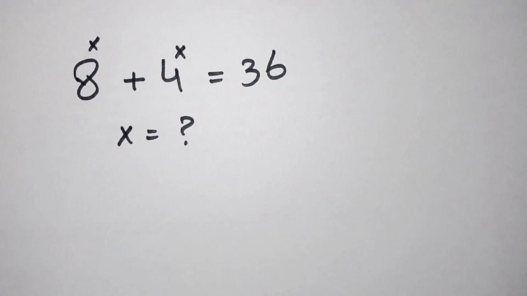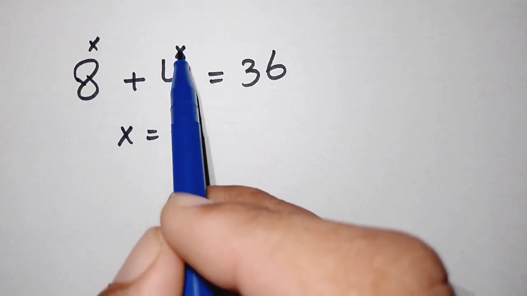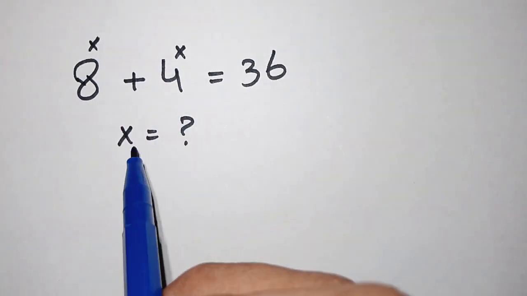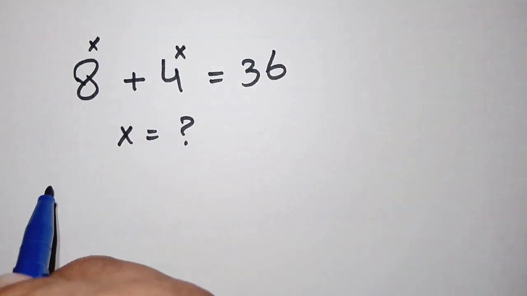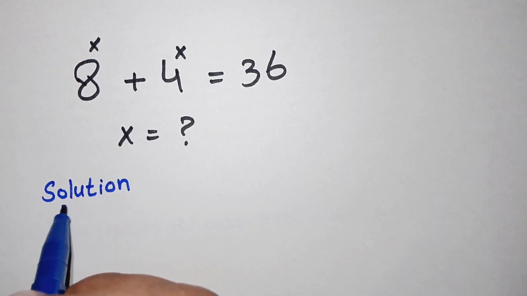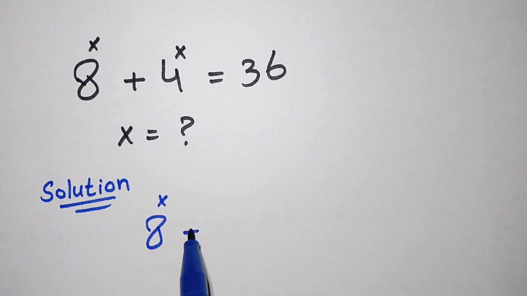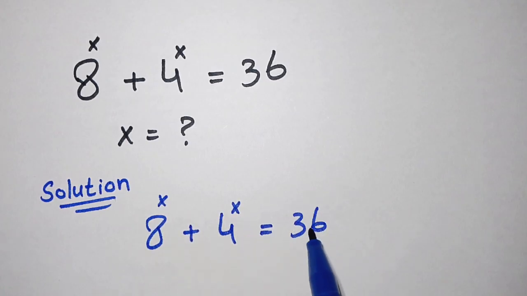Hello, you are welcome. How to solve this interesting question: 8 to the power of x plus 4 to the power of x is equal to 36, and we have to find the value of x. So, solution: the question is 8 to the power of x plus 4 to the power of x is equal to 36.